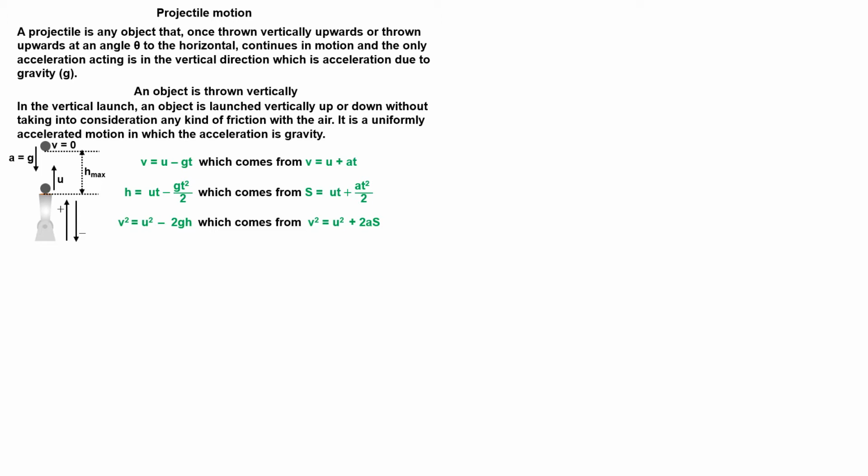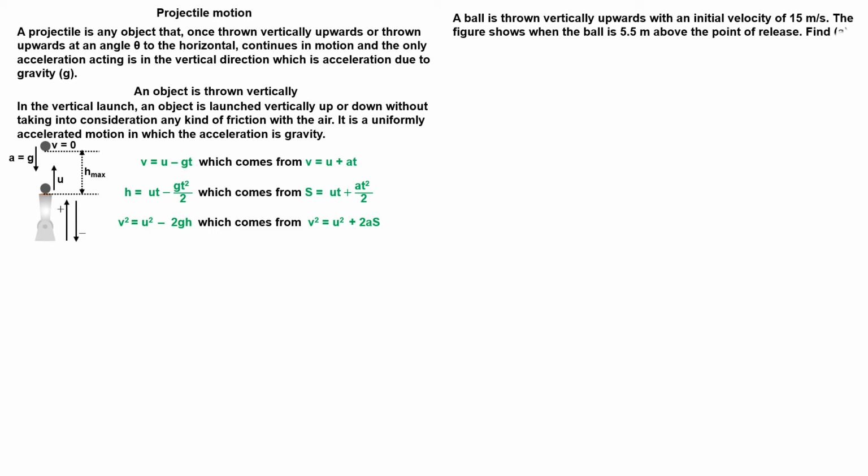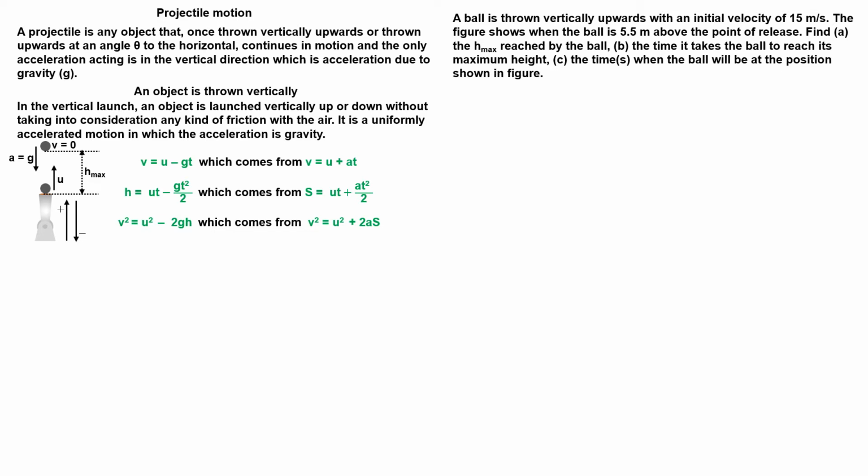Let's see how it works. A ball is thrown vertically upwards with an initial velocity of 15 meters per second. The figure shows when the ball is 5.5 meters above the point of release. Find the maximum height reached by the ball, the time it takes the ball to reach its maximum height, and the time when the ball will be at the position shown in the figure. Look at the figure.